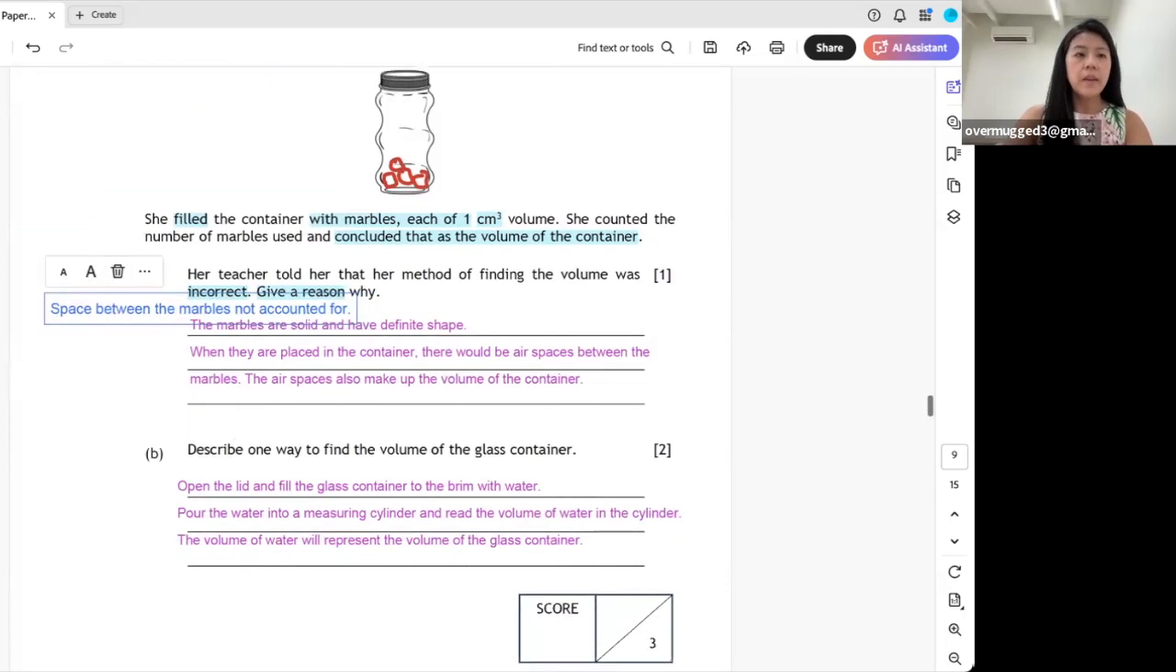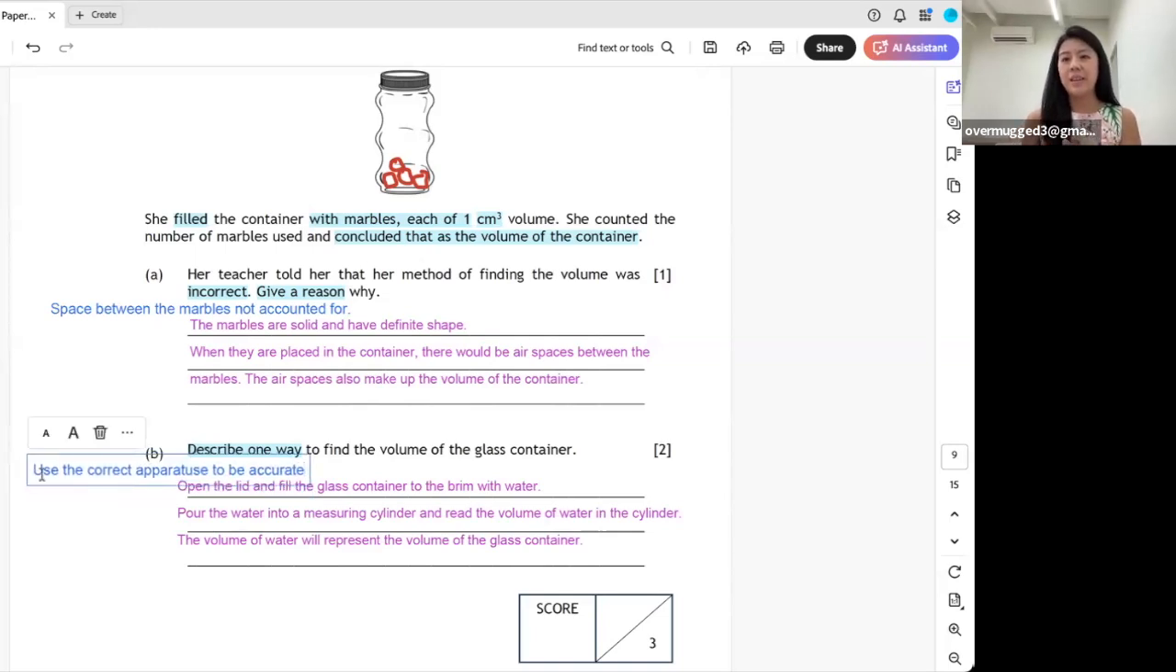So if we move on, now you want to describe one way to find the volume. Instead of using solids, what can we use then? We can use water, okay? Anytime you want to find an exact measurement, you need to use some form of apparatus to make the measurement. So we need to use the correct apparatus to be accurate. This actually relates back to experiments that you've done in matter before.